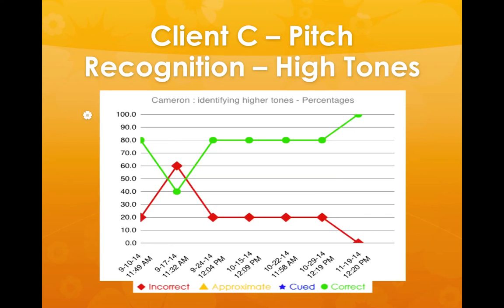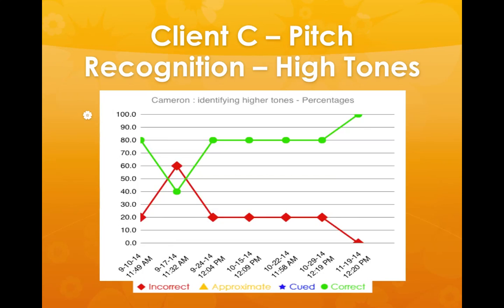So these are some charts that I've been keeping, and it started in September and it's ending in November. The last time I was there was last Wednesday, and we're talking about higher tones and the percentage of times that he identified the correct tones. So, as you can tell, red is incorrect and green is correct. Back in September, he got 80% right the first time, and then he dropped down to 40%, and he stayed at a great level of 80%.